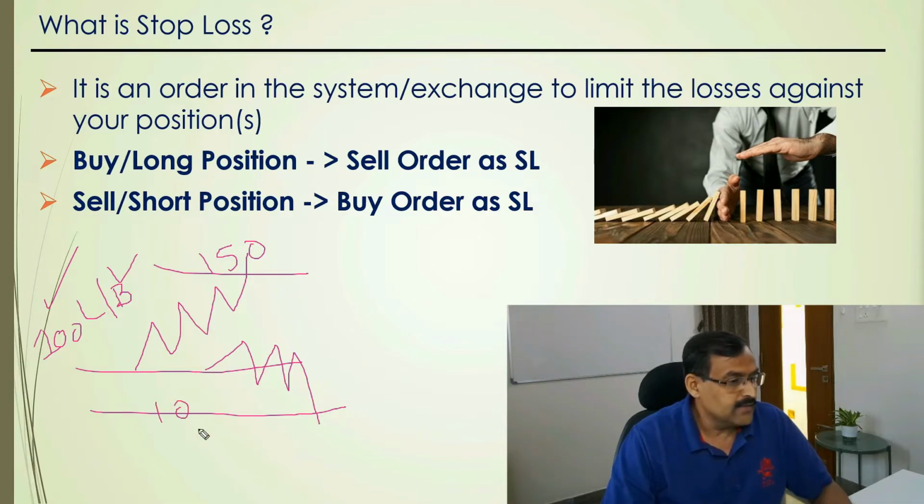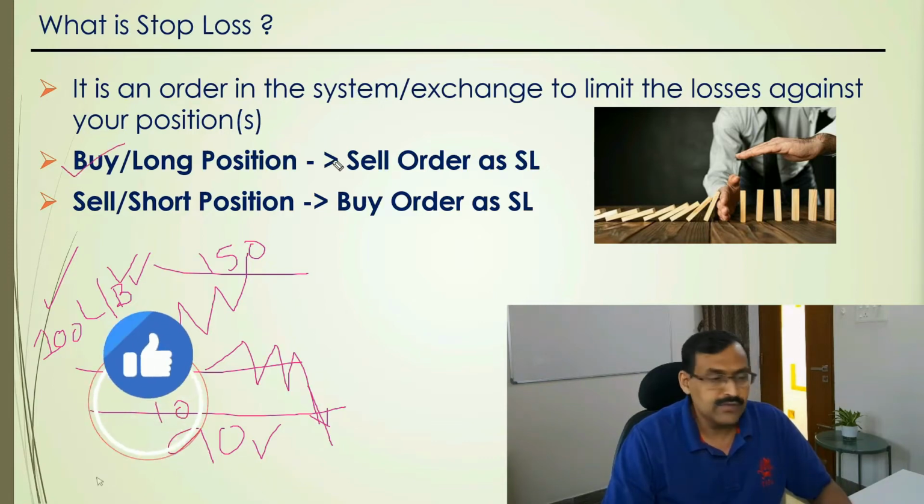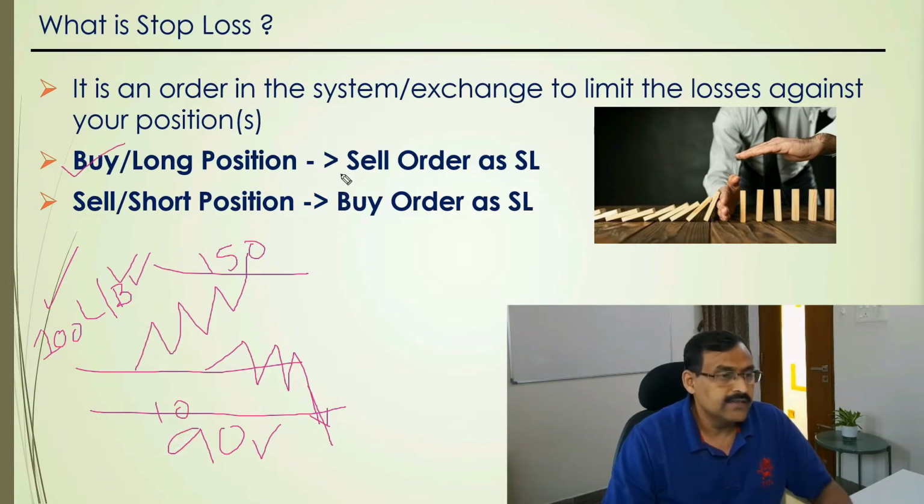So that means you need to put a stop loss order, that is a sell order, to cover this buy order at the price of 90. When the stock or the instrument touches the price of 90, your sell order gets triggered. That means your entire trade gets closed with a maximum loss of 10 rupees. So for any buy or long position, there has to be a sell order in the system.